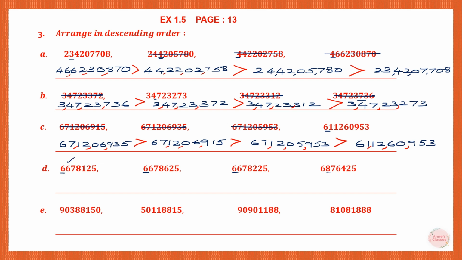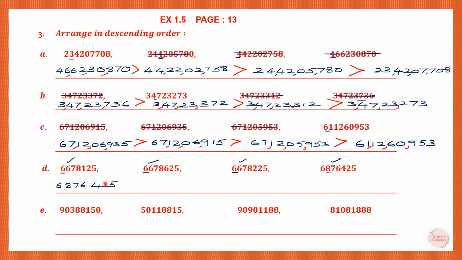Here we have 6. Here also we have 6. Here also we have 6. But the last one is 8. That means that will come first. So let's write that 6, 8, 7, 6, 4, 2, 5.